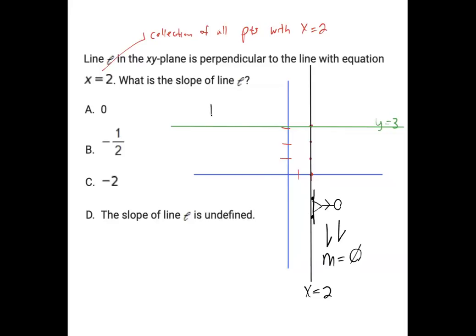Now, if the skateboarder, on the other hand, is skateboarding on a nice flat sidewalk, it's the opposite of impossible. It's actually kind of boring. So here, the slope is going to be 0. So a vertical line has an undefined slope. A horizontal line has a 0 slope.